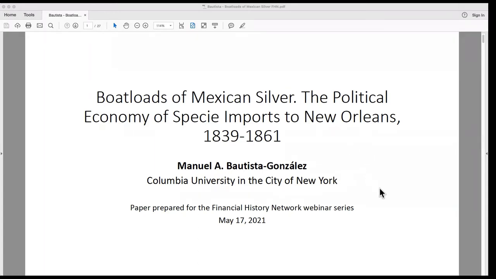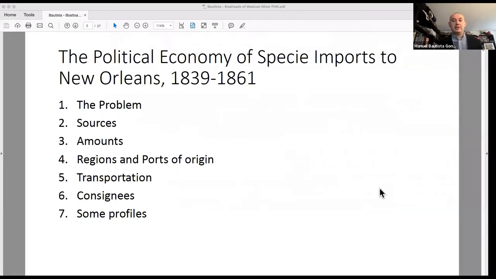So my plan for today's presentation is to state the problem and look at the literature on it, look at the sources that one can use if we are to reconstruct the specie market in the United States, and for that matter, I would think any other city in the 19th century Atlantic economy. Then I'm going to look at the findings out of the data set that I have assembled in terms of the amounts of silver and gold coins imported to New Orleans, the regions and ports of origin, the means of transportation, a profile of the consignees of specie, and then some particular profiles.